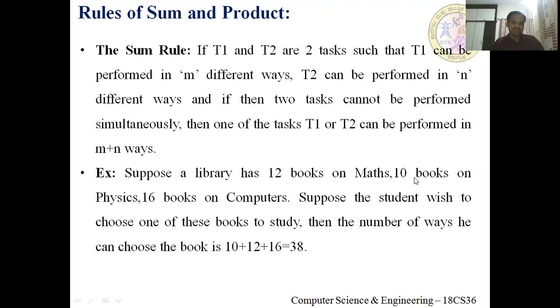he can read 10 books on physics, that's why the total number of ways is 10. Since he can read any one of the 12 books in maths, that's why the total number of ways is 12. Similarly, he can read any one of the 16 books on computers, that's why the total number of ways is 16. Either he has to read physics or maths or computers. The total number of ways of performing this activity is equal to 38 ways. This rule is the rule of sum.